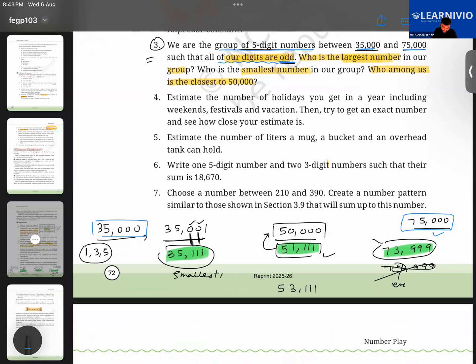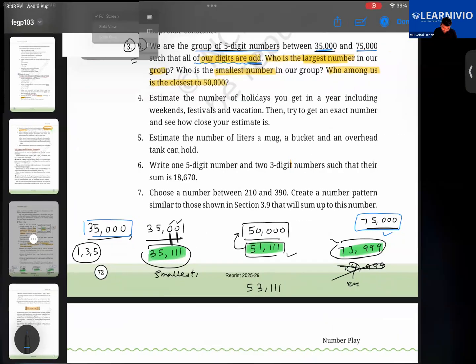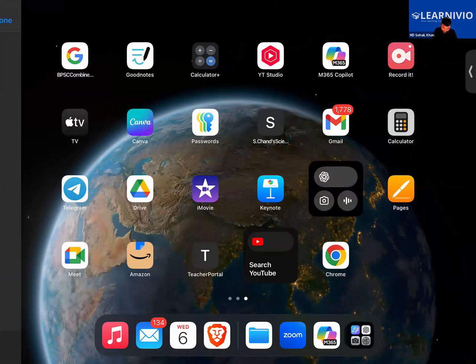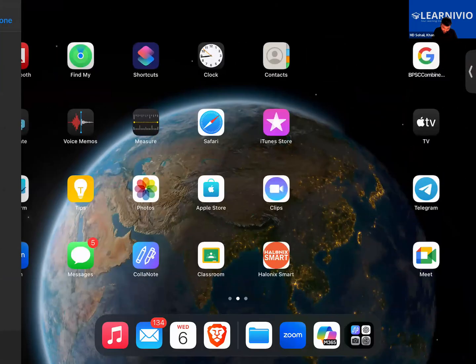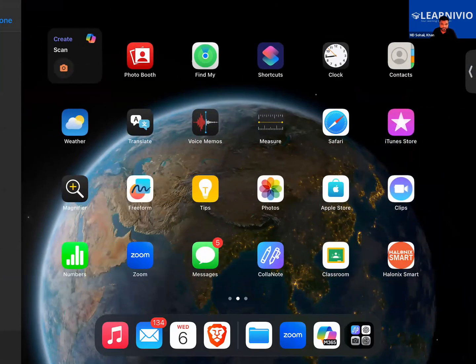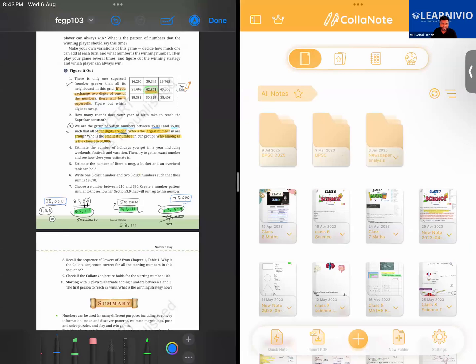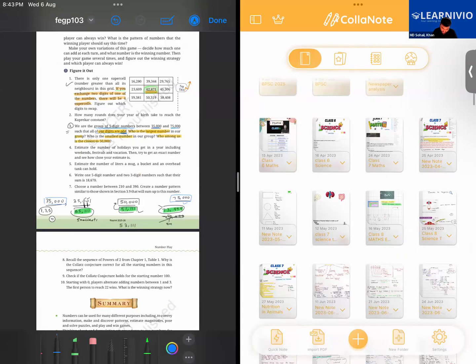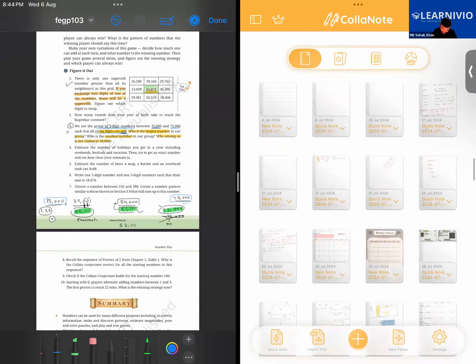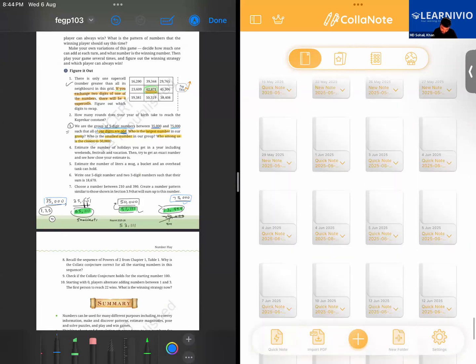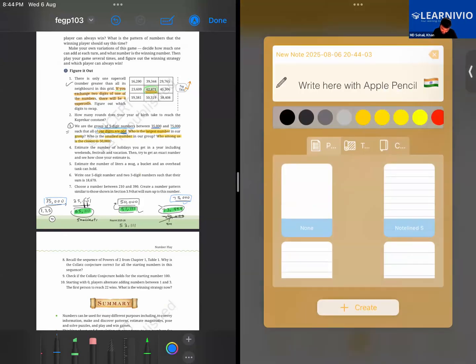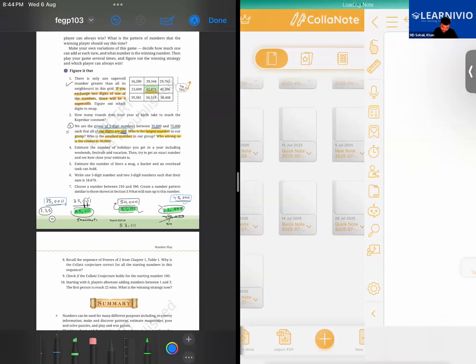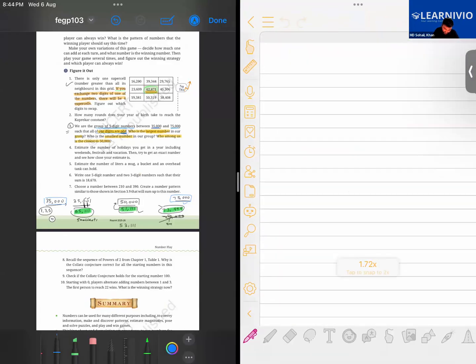Sir, around 80 days. Around 80 days, you're saying? No, it should be more than that. Including festivals and vacation, then it will be around 100. No, no, even more than 100. It can be more than 100.